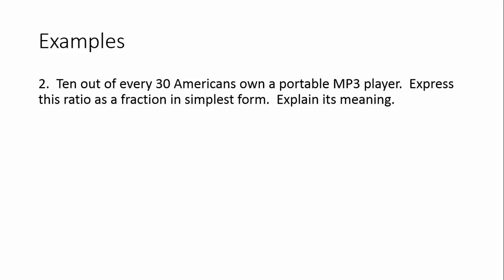Here's another example. See if you can pause the video here and try this one on your own. So we have 10 out of every 30 Americans own a portable MP3 player. Express this ratio as a fraction in simplest form, and then explain its meaning. So if we're talking about 10 out of every 30, and we want to reduce that fraction, both of these numbers are divisible by 10. We get 1 to 3.